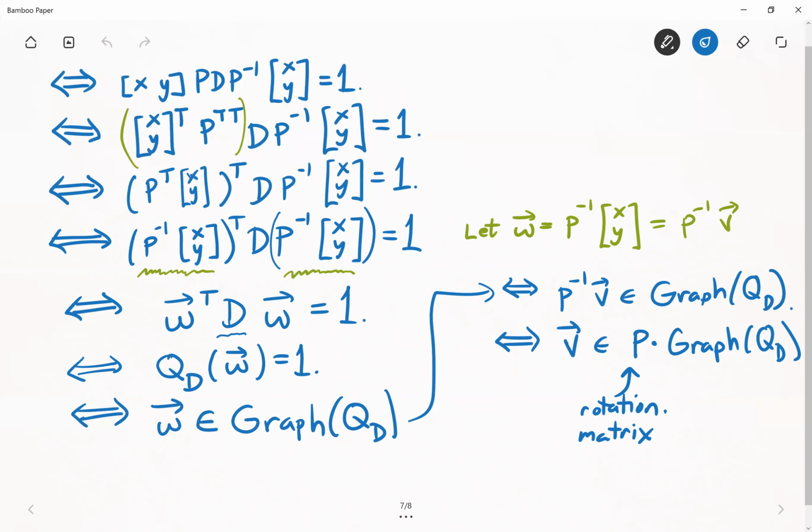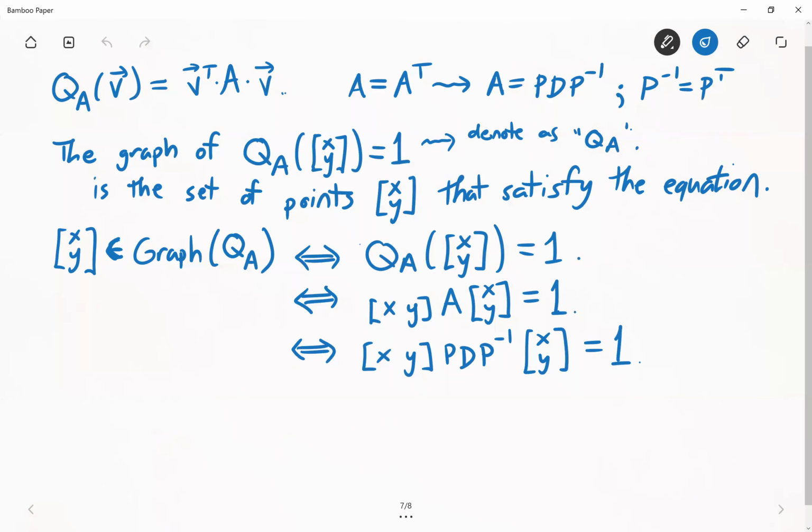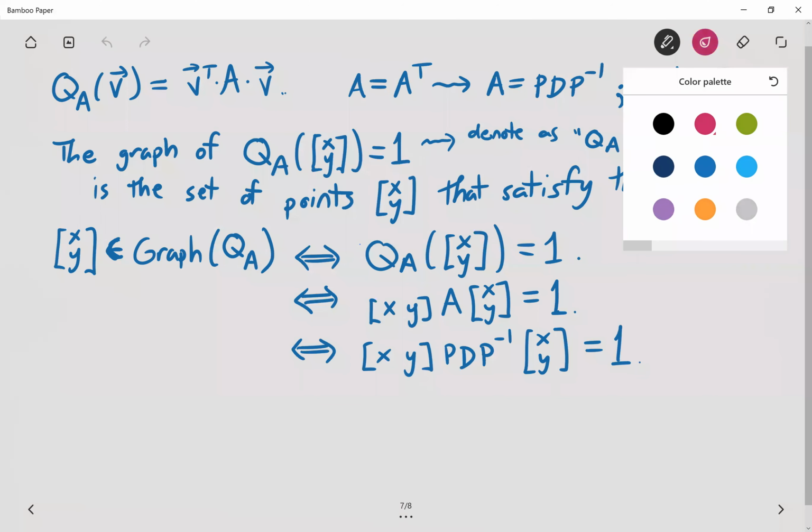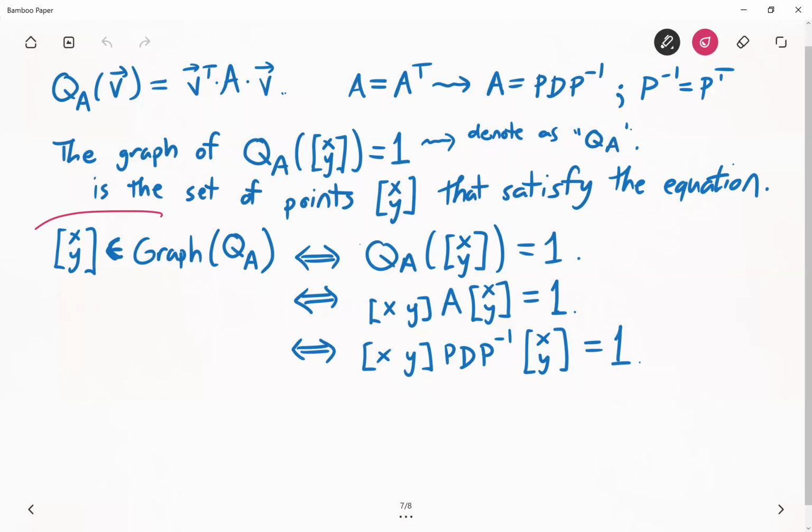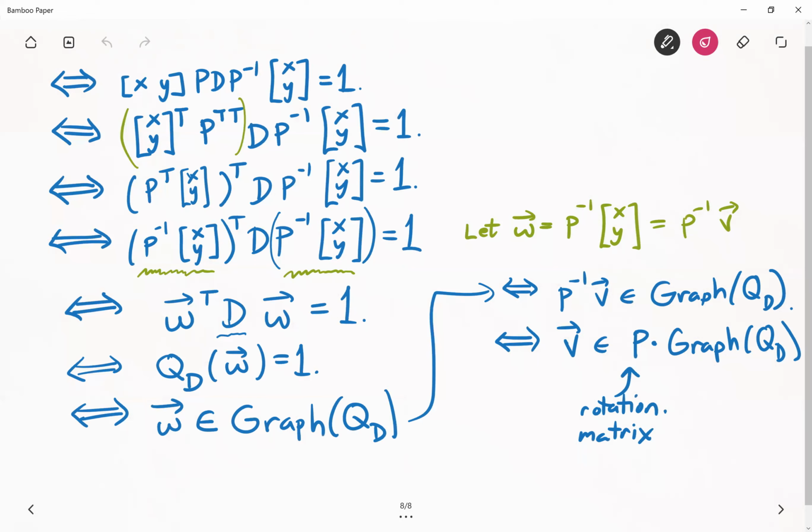Let's go back a slide for a moment. When we started off, we started off with a statement, XY is in the graph of QA. We want to know what the graph of this quadratic form looks like. We want to figure out a criterion for when a point is on that graph. And after a lot of algebra, we're left with this statement here.